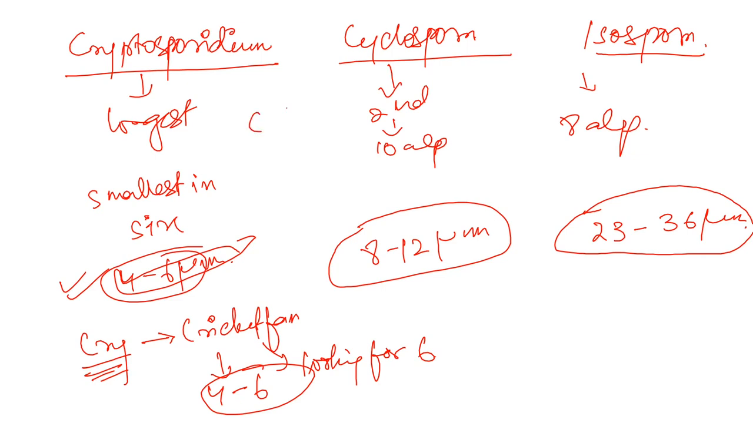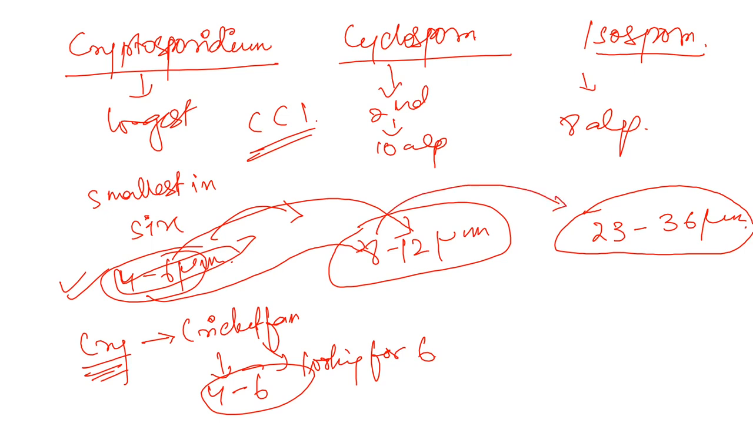You have to remember the sequence CCI. So in Cryptosporidium it is 4 to 6; double this: double of 4 is 8 and double of 6 is 12, so you can remember it like that. And now you triple this: triple of 8 is 24, so 23 is similar, and triple of 12 is 36. So you can remember it like this. So how to remember: cry for 6, double is 8 to 12, and triple is 23 to 36. Okay, we are done with this.